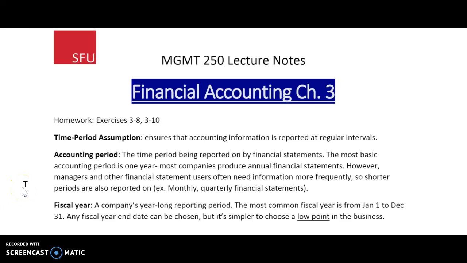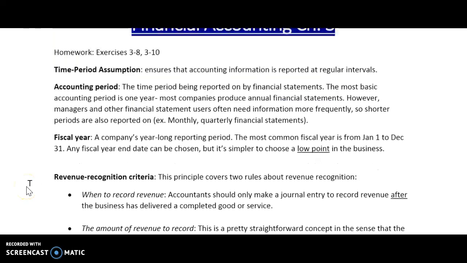The first thing we're going to talk about is the time period assumption. We're going to assume that accounting information is recorded at regular intervals. And this ties in directly to adjusting journal entries because typically at the end of the month, end of a quarter, or even end of the year is when adjusting journal entries are made.